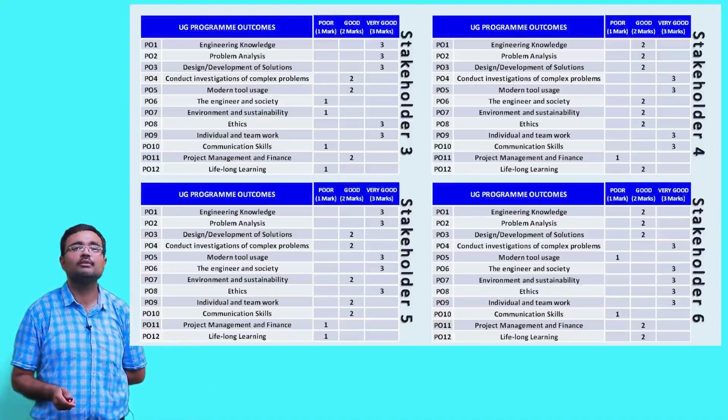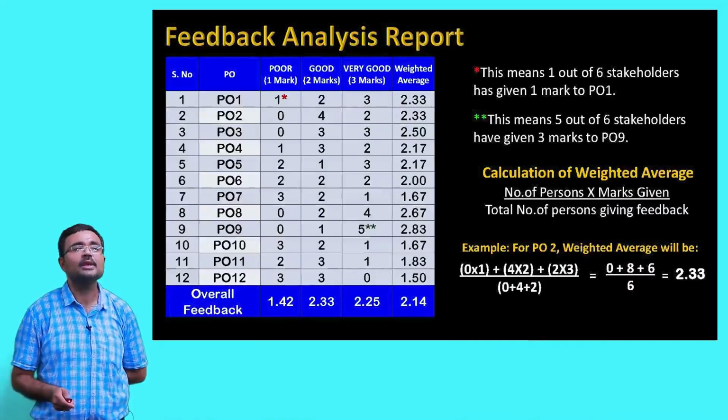So, I do a very quick calculation. How many stakeholders have given 1 mark? One stakeholder has given 1 mark to PO1. 2 stakeholders have given 2 marks to PO1. 3 stakeholders have given 3 marks to PO1. 1 plus 2 plus 3 makes it 6. 6 stakeholders have given feedback.